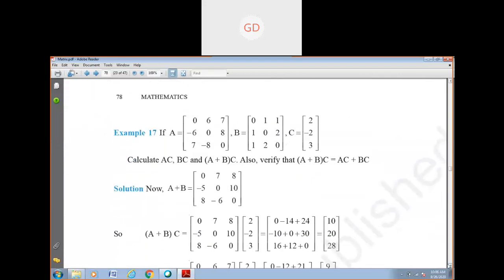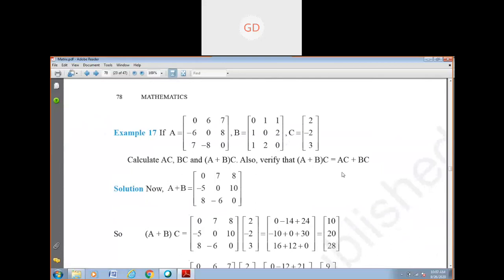So these are actually basic simplifications. Here A is given, B is given, C is given. That is, three matrices are given. We can check this property, the distributive property, as we got in real numbers. Here A plus B, you can add A and B because their orders are same. If we add A and B, we will have a new matrix, and that matrix you have to multiply by C. Then doing this, you will get one result, one matrix.